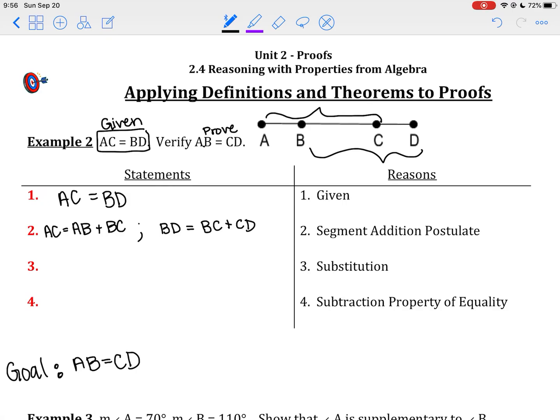So notice that these two statements came on the same line. That's because they're using the same postulate. The segment addition postulate said a segment is the sum of its parts. Now that I know that AC is equal to AB plus BC, and I know that BD is equal to BC plus CD, notice that those things came up in that first statement. So I wasn't able to do anything with the original statement until I came up with something else. So now, if AC equals BD and AC is equal to AB plus BC, I can replace that.